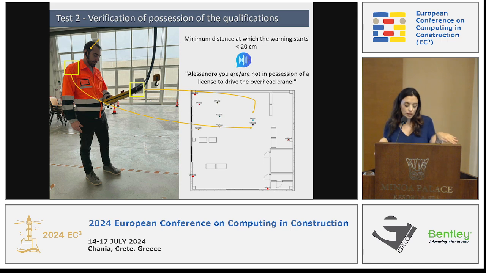Of course, on the left side, you see the actual situation inside the laboratory, and on the right, where the tags were localized in the space that is actually our laboratory space that we modeled.